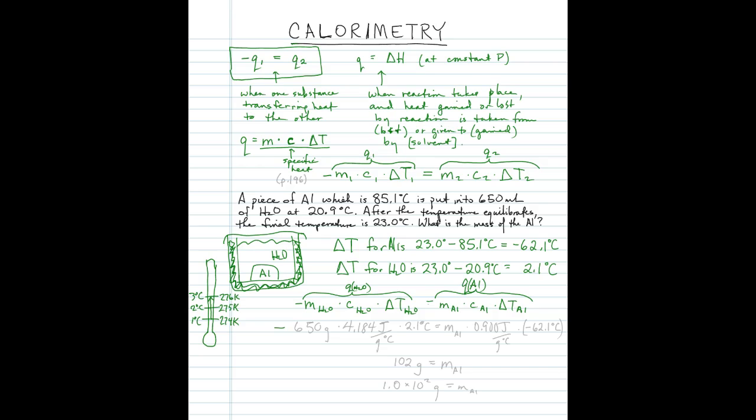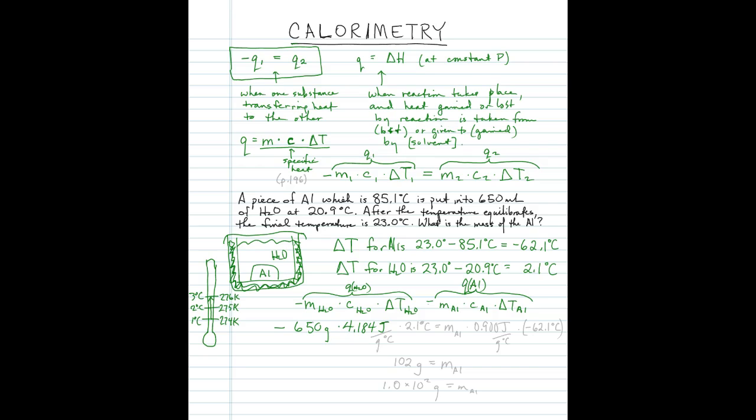We decided already that delta T for water was 2.1 degrees Celsius, and the mass of aluminum is what we're looking for, so we'll just write that down. The specific heat for aluminum off of that same table is 0.900 joules per gram degree C, and then the delta T for the aluminum is negative because it changed in a different direction, didn't it? It went down in temperature, negative 62.1. So if we do our arithmetic, pop that into the calculator, out pops the answer of 102 grams.